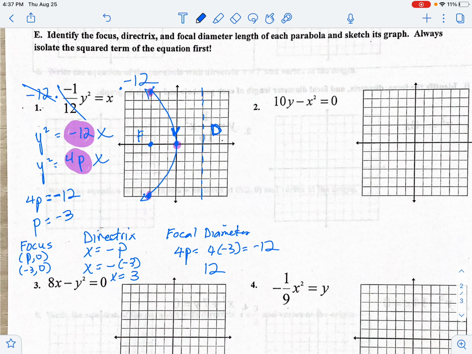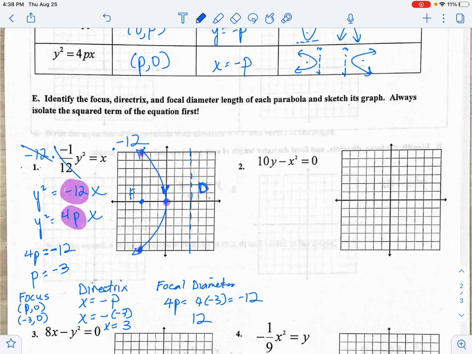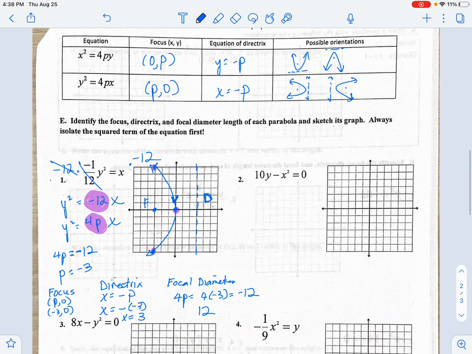All right, let's try number 2. So again, very similar to one of these, and you can probably see which one it is. It has an x squared, but I need to isolate that. I need to make that alone. Always isolate the squared term.